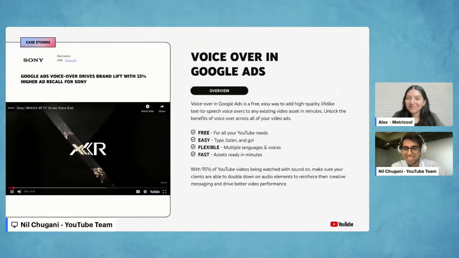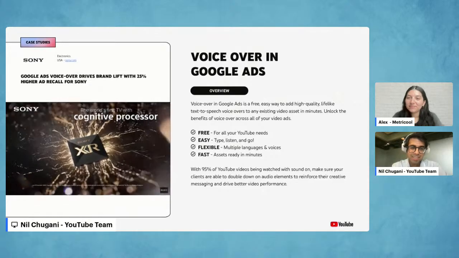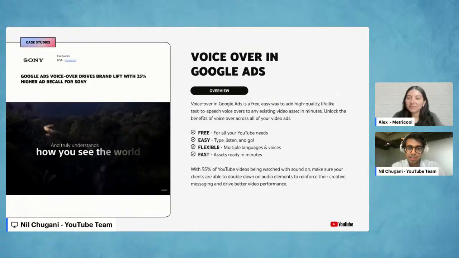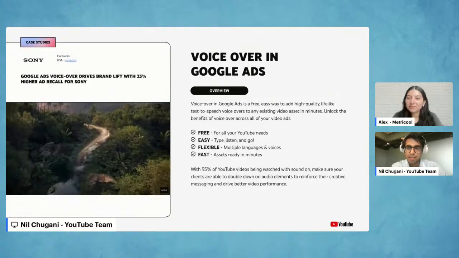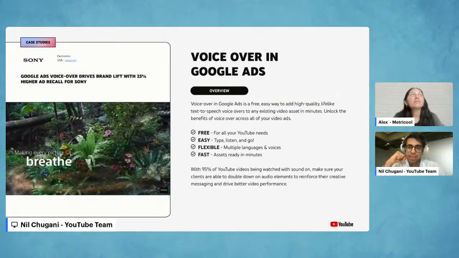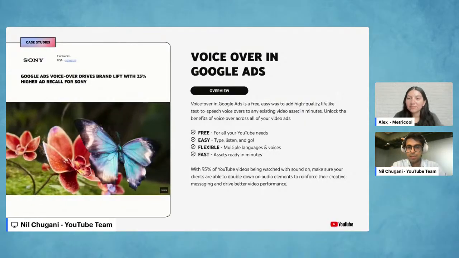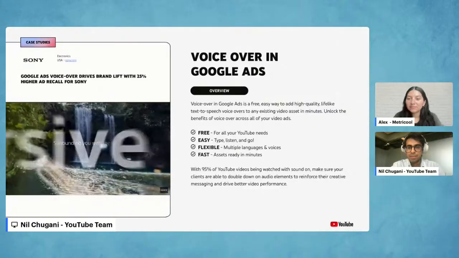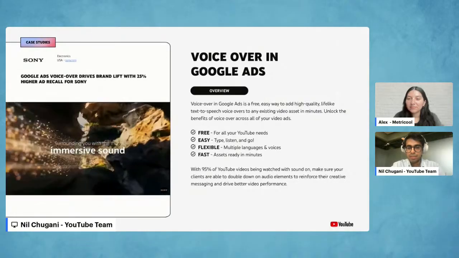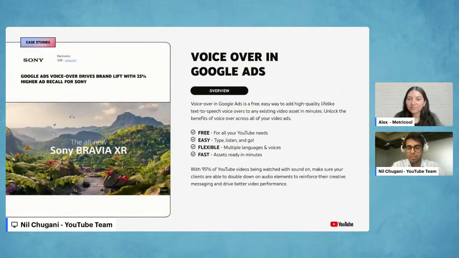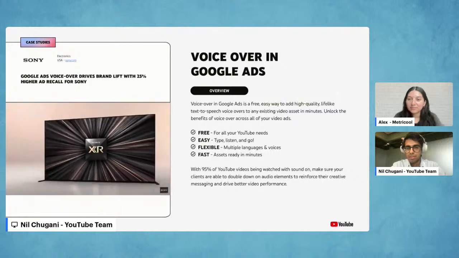The Sony Bravia XR TV is the world's first TV with a cognitive processor. It has the power to think like the human brain and truly understand how you see and experience the world. Making every picture breathe, the TV brings you closer to reality and surrounding you with the most immersive sound. The Sony Bravia XR TV series.